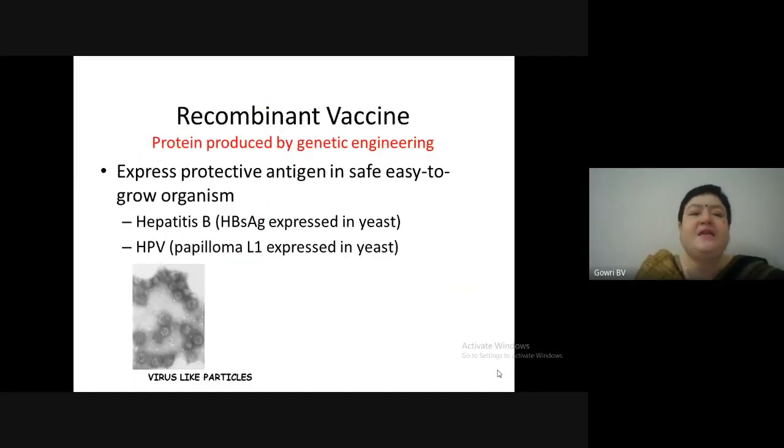So predominantly genetic engineering is used to produce two different types of vaccines: what you call DNA vaccines, and the recombinant vaccine, protein produced by genetic engineering. That is why they are also referred to as protein engineering. Express protective antigen is safe and easy to grow the organism. So two such examples I have given you are the hepatitis B vaccine and human papilloma virus vaccine. Hepatitis B surface antigen expressed in yeast and papilloma L1 antigen expressed in yeast.